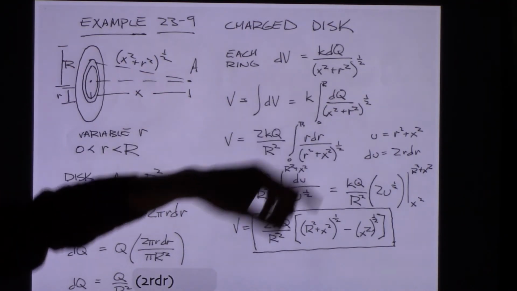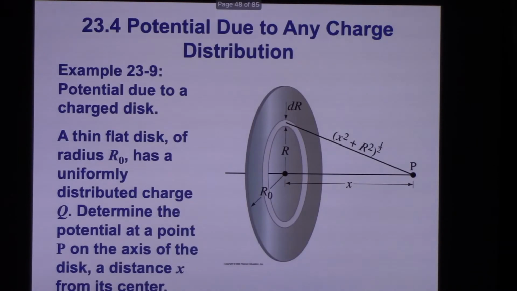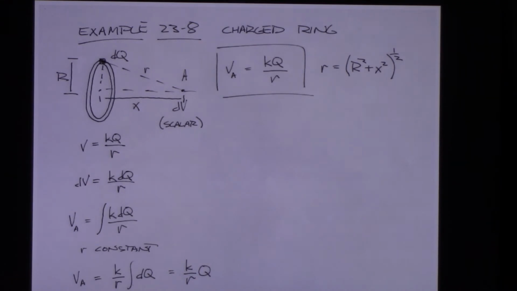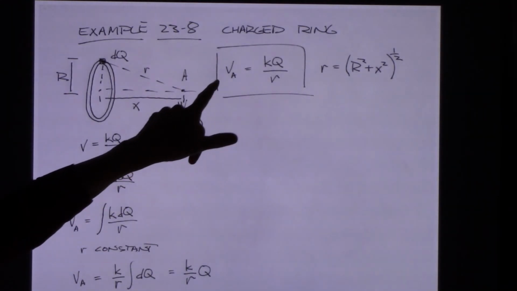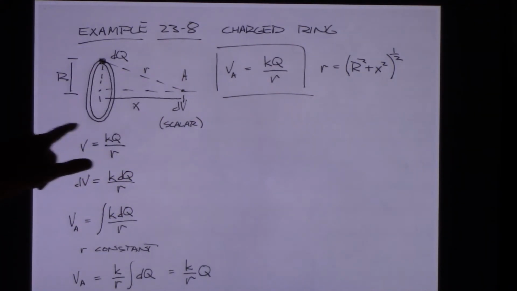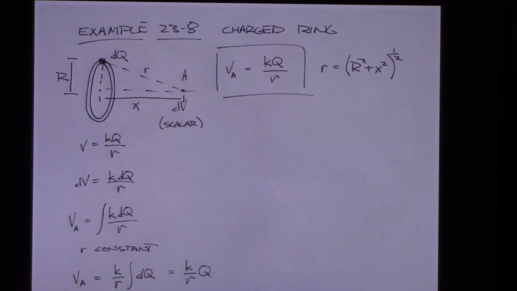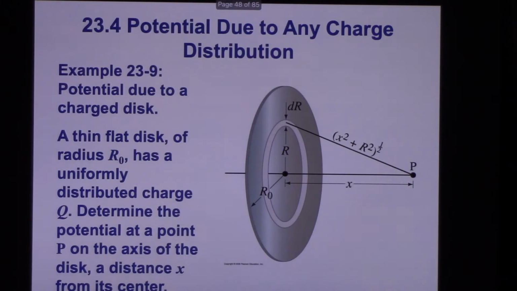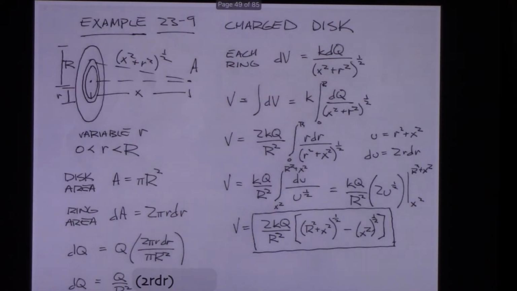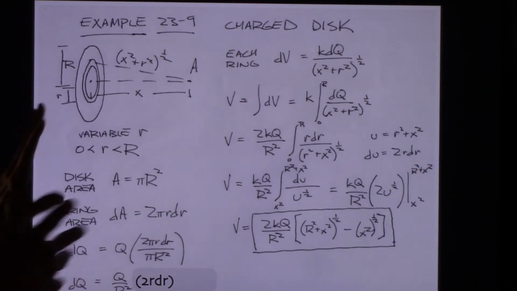That's what we solved. If we go back to here, that's what we had solved for, was the potential at point A due to a ring of charge, kq over little r, where r is equal to the square root of r squared plus x squared. Now in this case, it's not quite as easy. So I'm going to move some variables around.